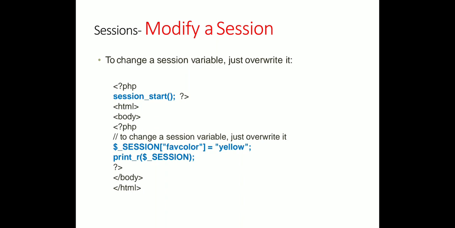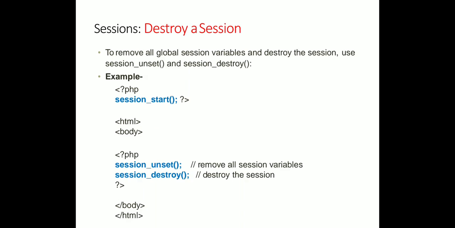And print_r. We saw print_r in yesterday's session, as it gives you output in a standard format, right? So print_r, and we have called the variable, that is $_SESSION. So now the value of the variable is yellow. Okay, so this is about modifying a session.